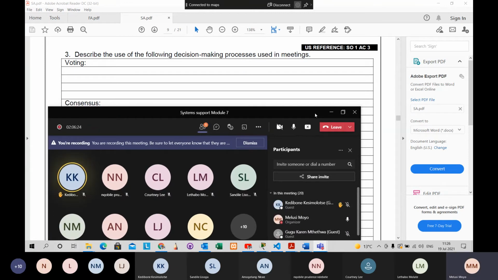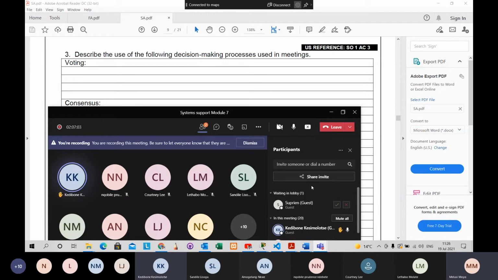Anyone wants to try this one? Yeah, Kidibone? I think consensus has to do with gathering information. Let's say they send you to collect information about how many girls and boys are attending the learnership. So I think you will have to write down the information and send it to your top management, something like that.